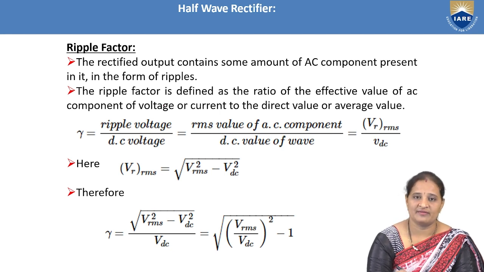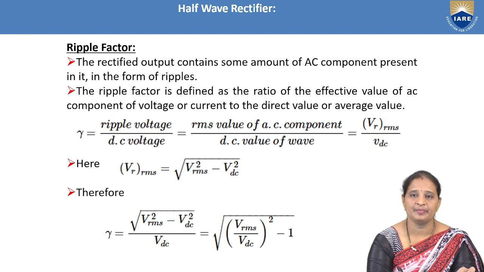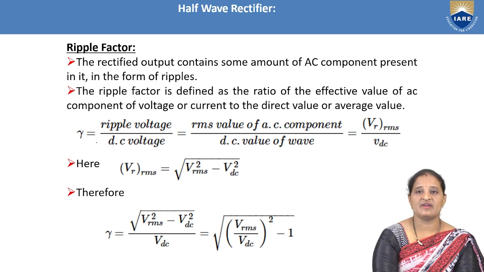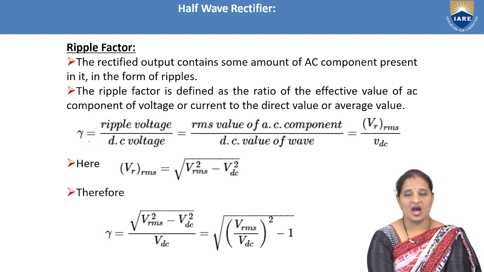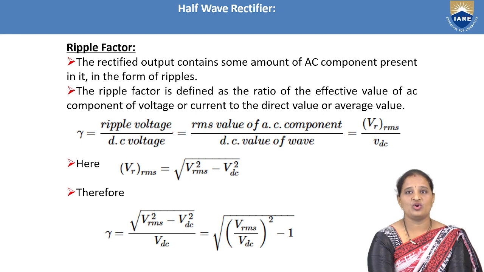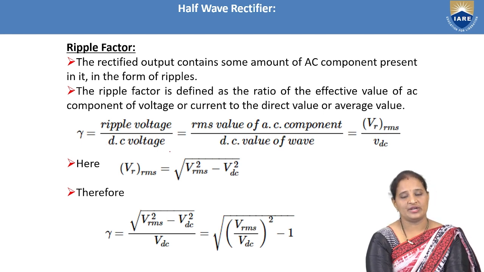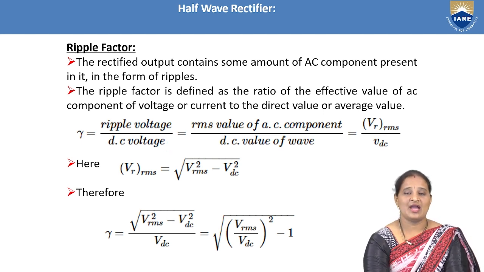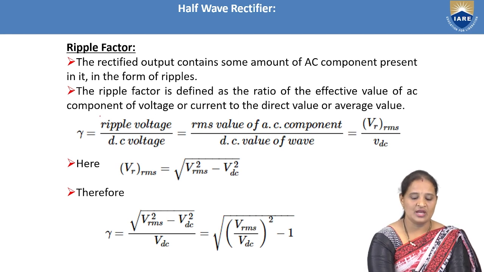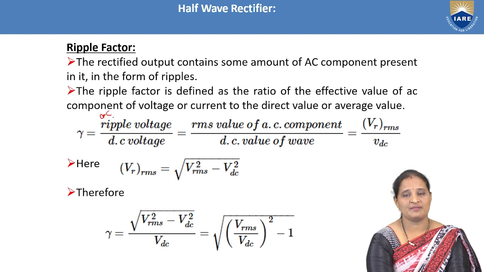of the rectifier. Hence it is defined as the ratio of the effective value of AC components of voltage or current to the direct value or average value of the output voltage. That is represented with gamma, and it is given by ripple voltage to the DC voltage. The ripple voltage indicates the AC component, so that is why we always measure it in terms of RMS value.